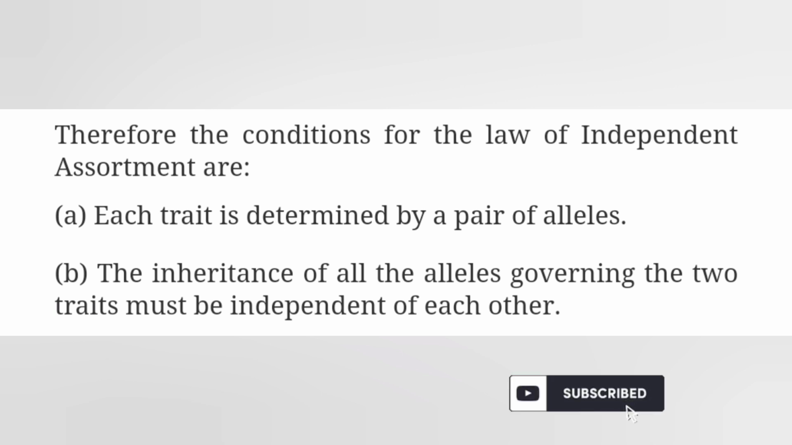Therefore, the conditions for the law of independent assortment are: Option A, each trait is determined by a pair of alleles. Option B, the inheritance of all alleles governing the two traits must be independent of each other.